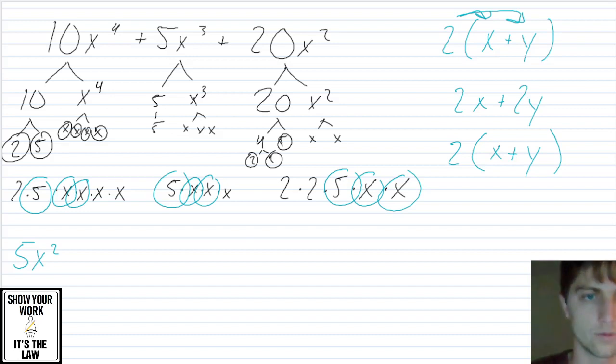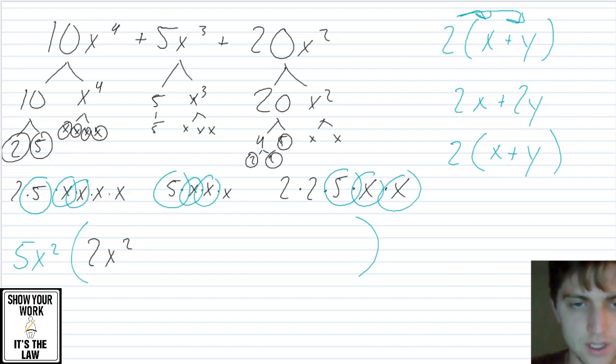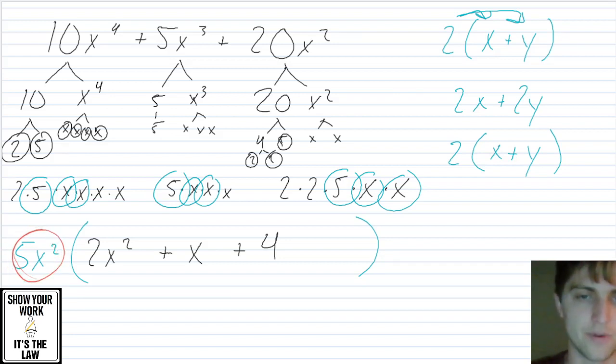So we're going to reverse our distribution. So now, how do we know what we have left in the middle? Well, it's just whatever's left over of the greatest common factor. So we've already used this 5x and x, so what's left over for this first term is 2x squared. What's left over for this middle term is just an x, and what's left over for this last term is a 4. Okay, so what this does for us is it just takes out everything in common, and we can see the greatest common factor out front.